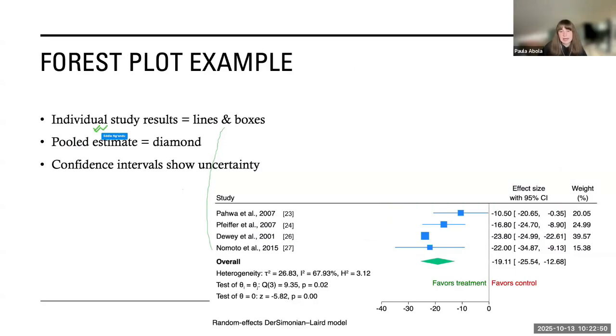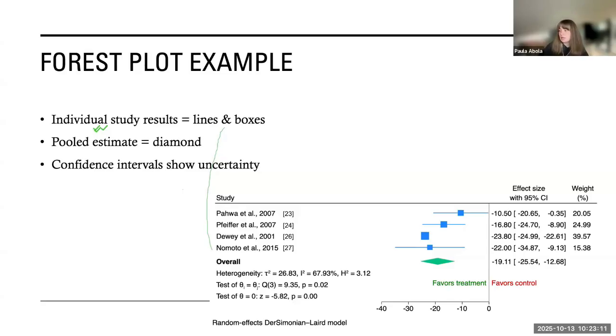So on the left side, you see the list of studies included in the analysis. So for example, Paula et al. 2007, Pfeiffer et al. 2007, Dewey et al. 2001, and Nomoto et al. 2015. I have named them accordingly, and I have also the references in the bracket so that people know which study I'm referring to.